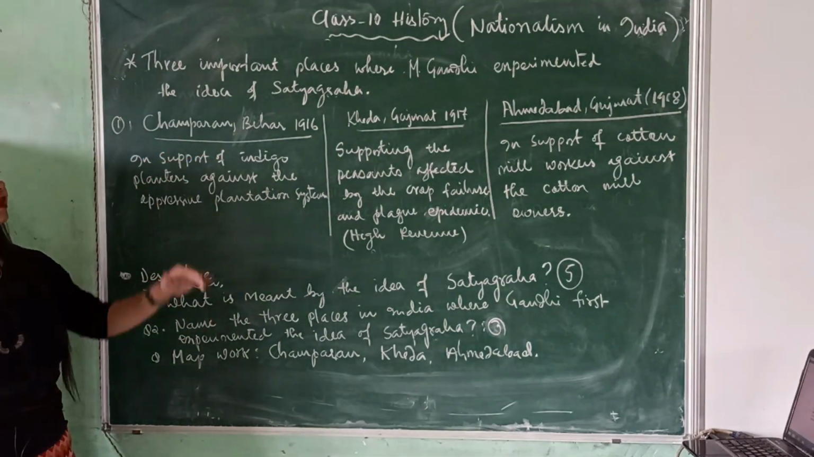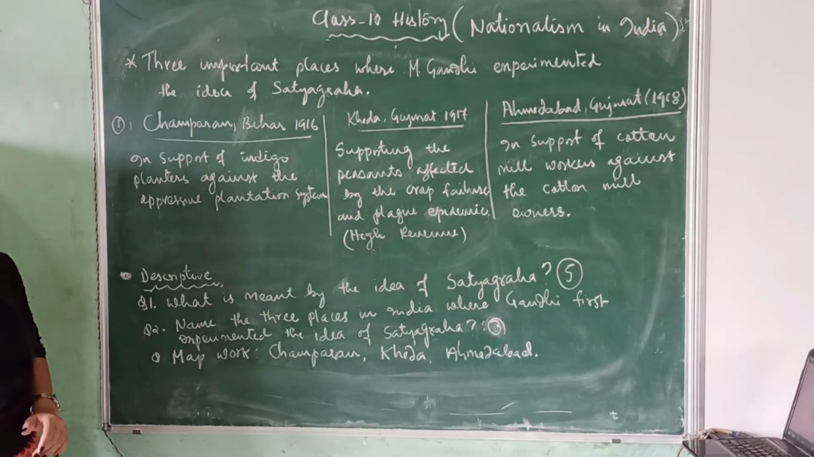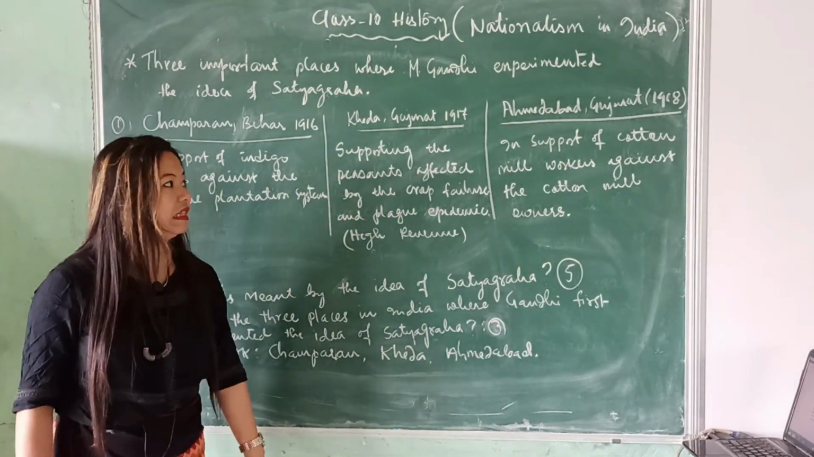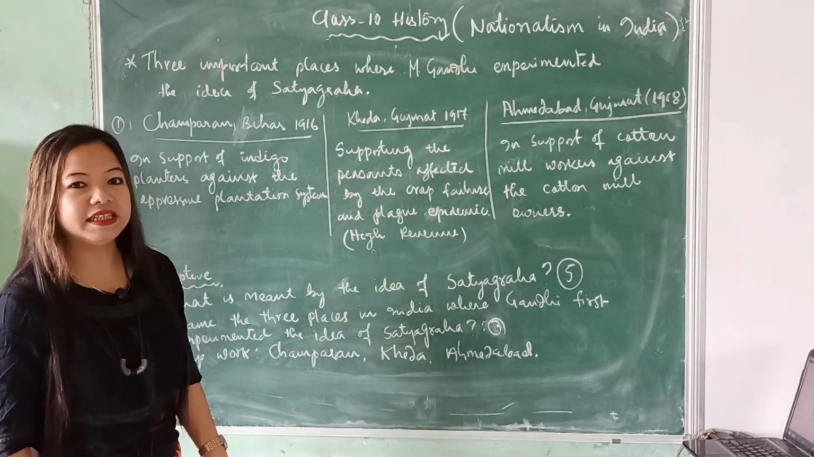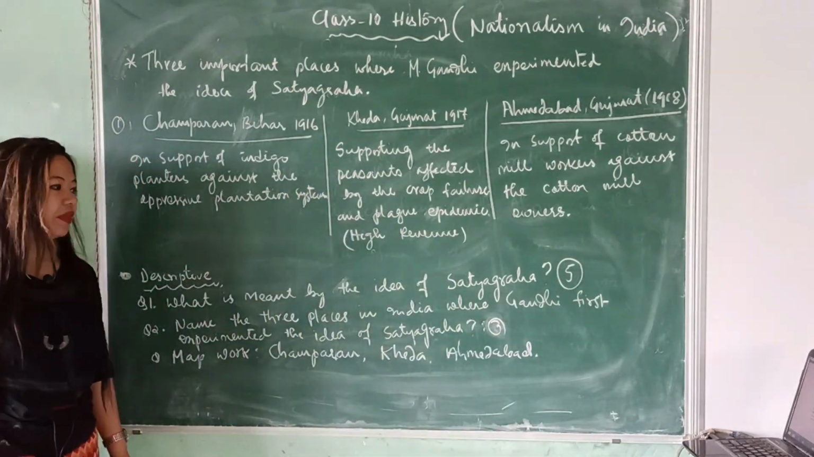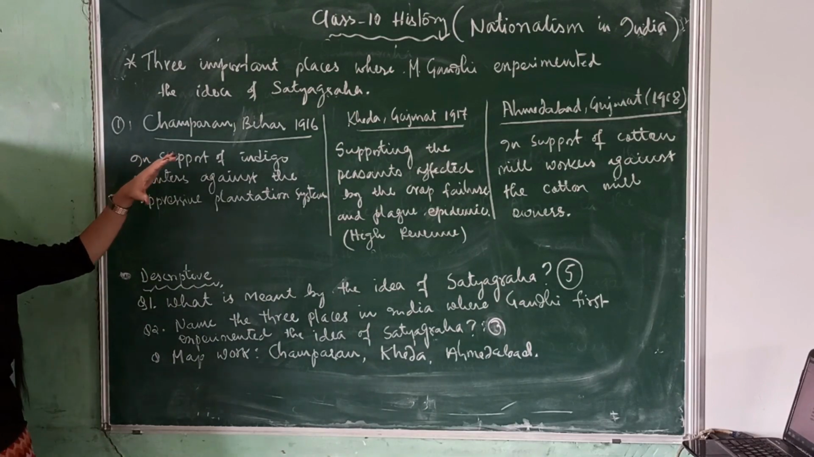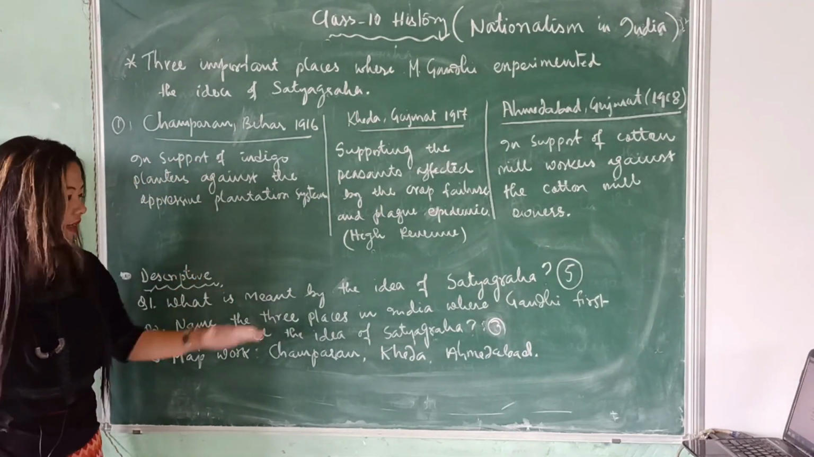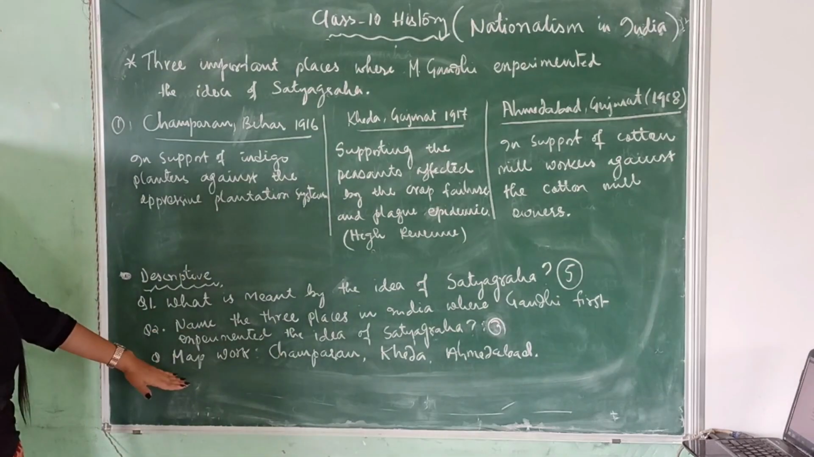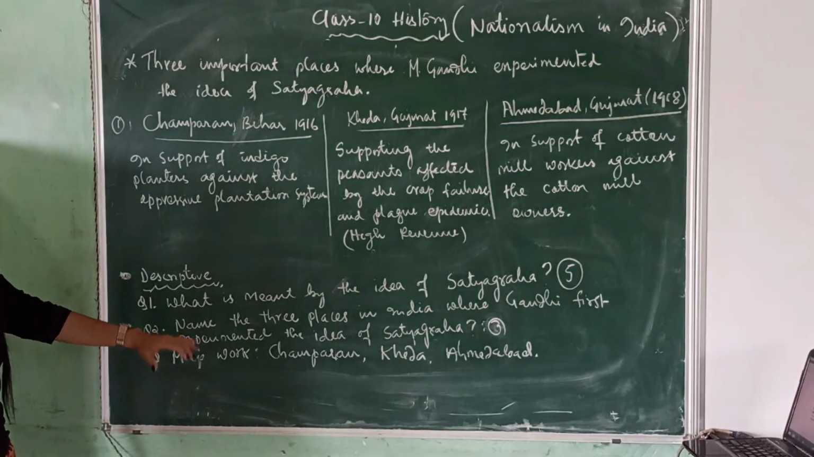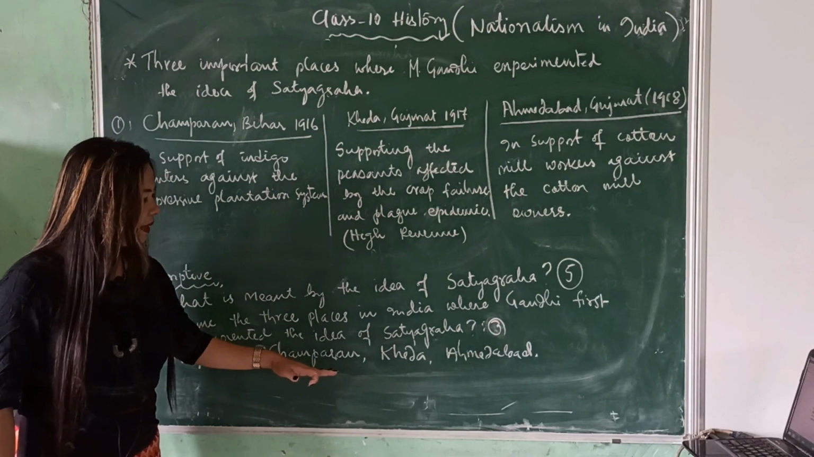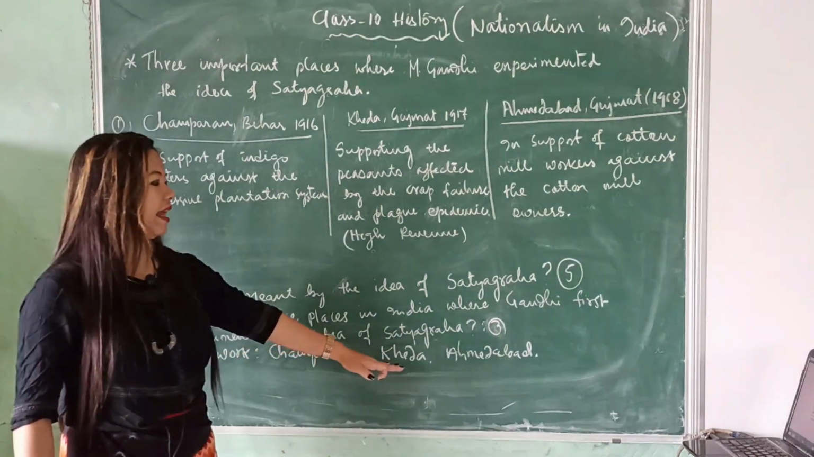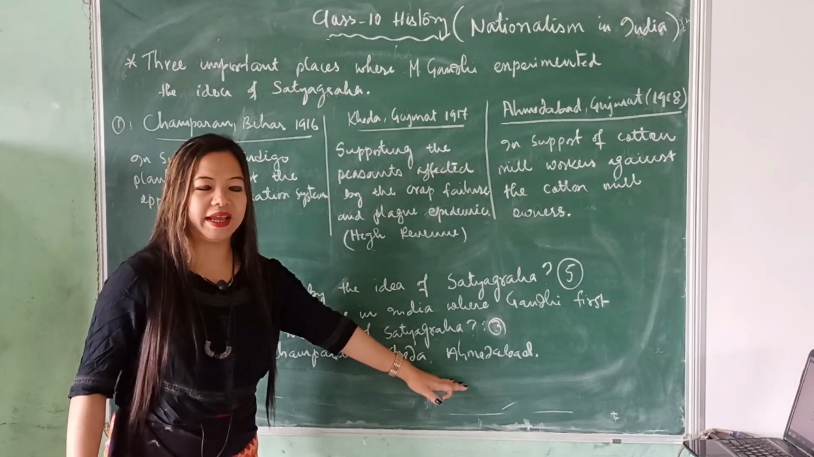One is Champaran, Bihar in the year 1916, Kheda, Gujarat in 1917, and Ahmedabad, Gujarat in 1918. And these 3 places are very important even for your map work. And you have map work you might need to do at home, and you may need to locate where Champaran is located and where Kheda and Ahmedabad are located.